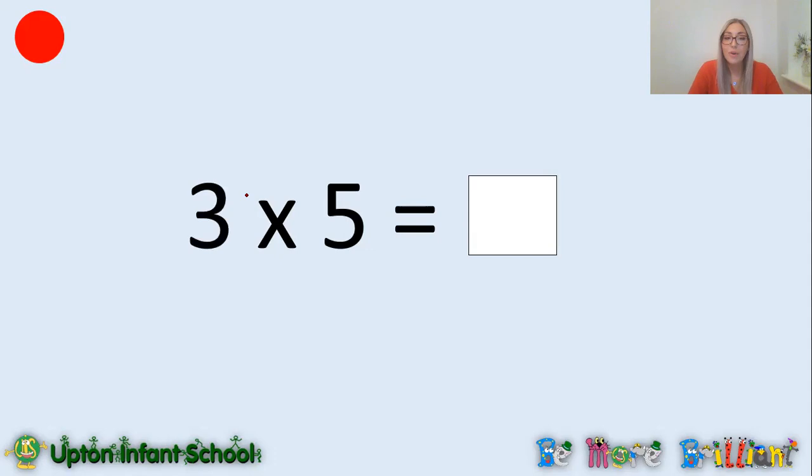Then the next one, you have got 3 times 5 equals, and finding that answer. So 3 multiplied by 5, or 3 lots of 5. So pause for this question.